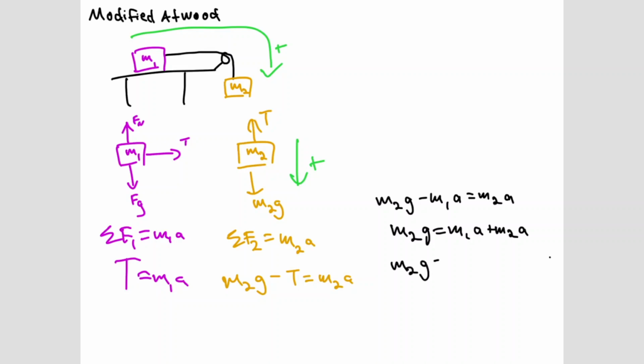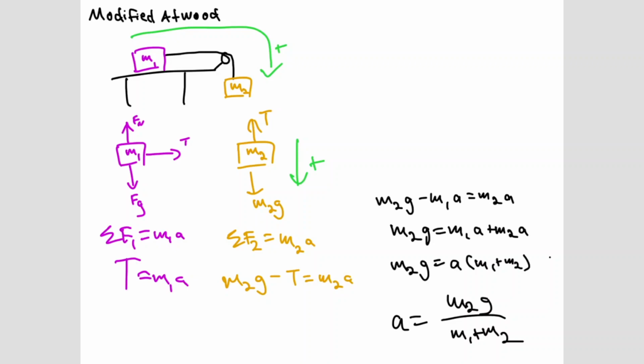If I factor out the A term, then I get that. And then if I divide both sides by M1 plus M2, I just get acceleration is equal to M2G over M1 plus M2. That's that. This equation is a lot simpler than the normal Atwood.